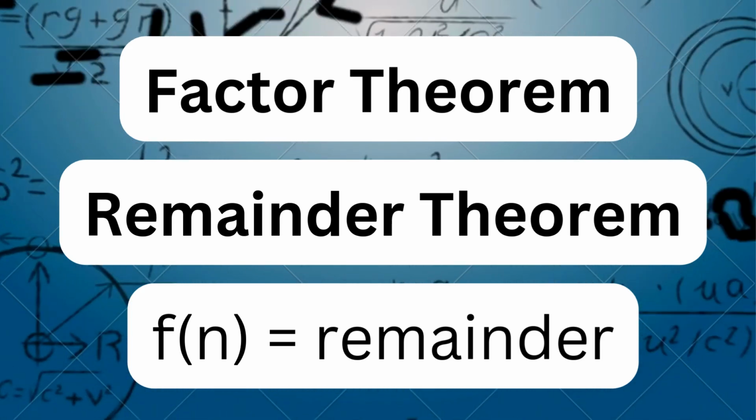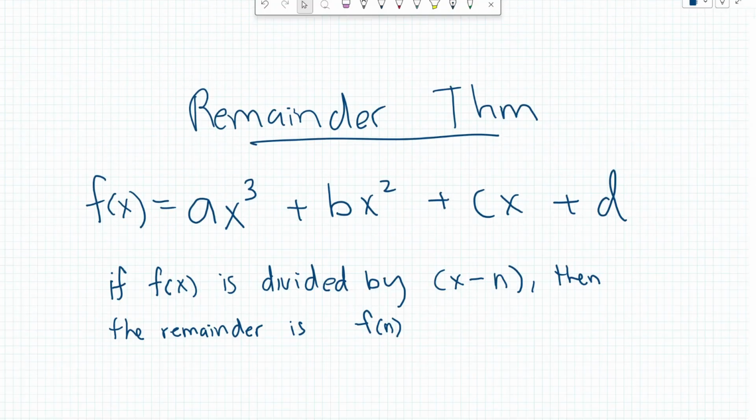factoring theorem is. So let's consider a higher order polynomial equation. In this case, we're going to consider a cubic equation because the highest degree of this polynomial is degree 3. So given that we have some cubic polynomial written in this form, let's look at what the remainder theorem says.